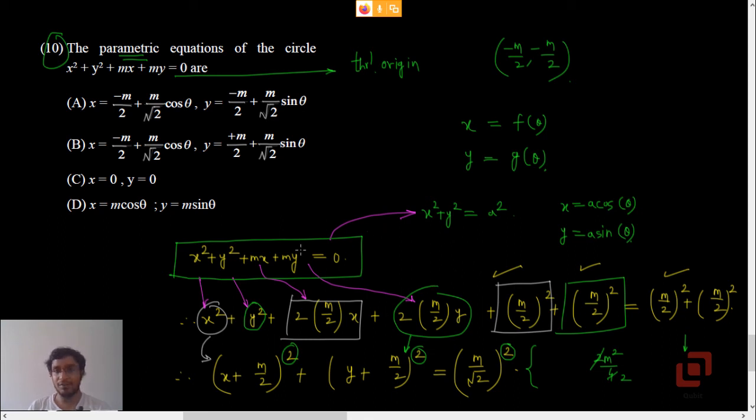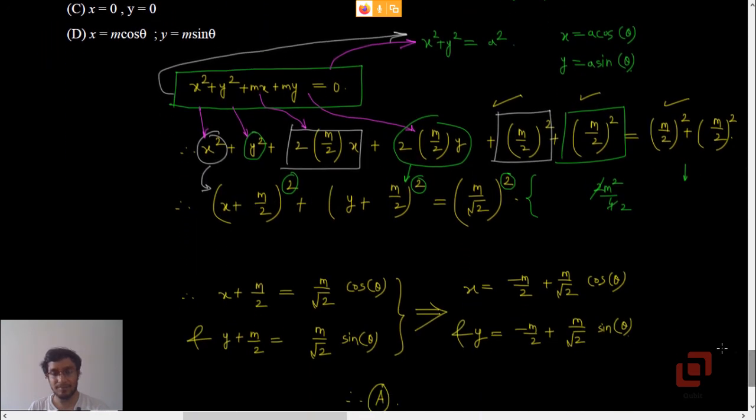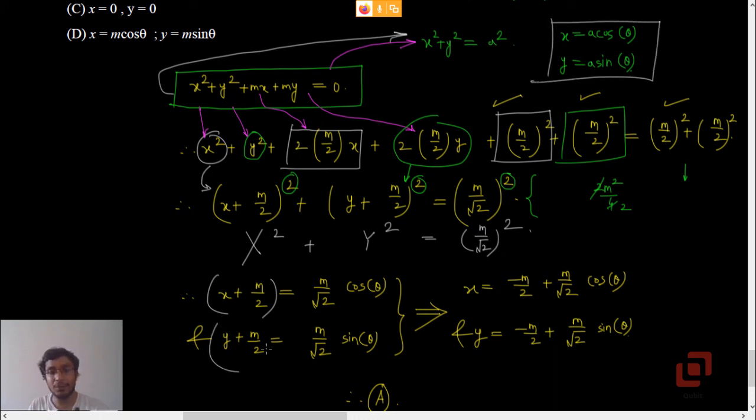What I had said previously was our efforts should be on rewriting this equation in this form. So what I did next is this. I imagined that this bracket is our x, and this bracket is y. If we now have x squared plus y squared equal to m by root 2 squared, then x will be equal to radius into cos theta. Yes. And will y be equal to radius into sin theta? Again yes.